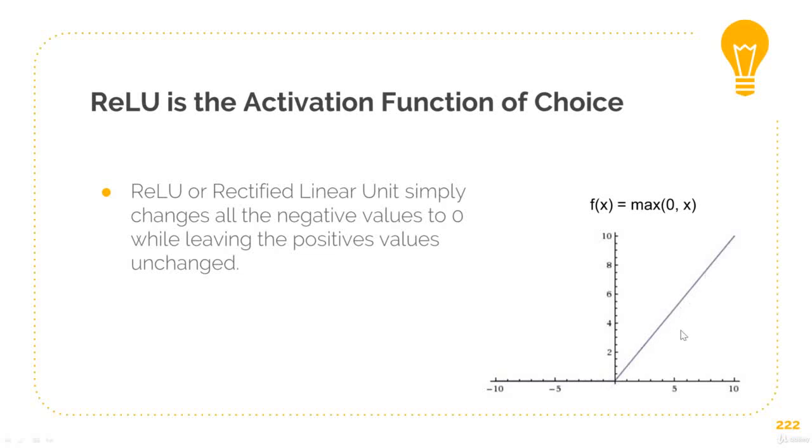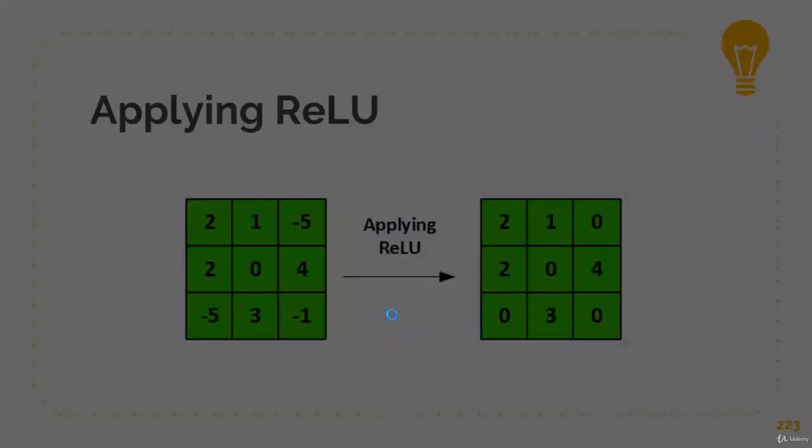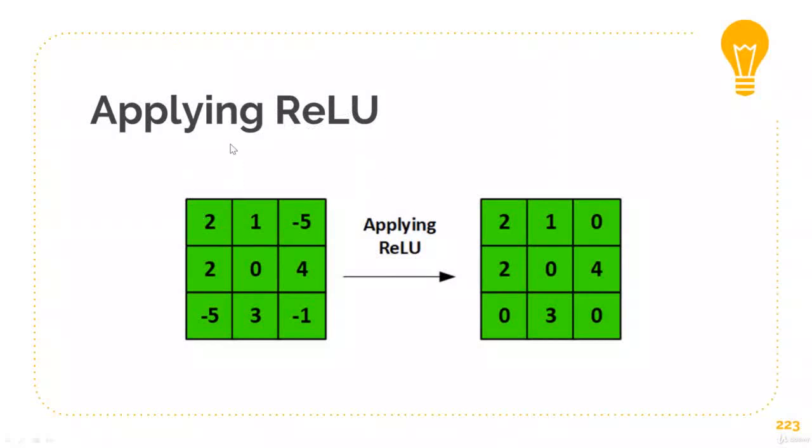And positive values are passed. So applying ReLU to this feature map here. Imagine we've come from an input image, let's imagine it's on the left here. We applied a kernel and we got this feature map out of it. We haven't applied ReLU just yet. So now applying ReLU, this -5 here, and -1 all become 0. So this is what ReLU does to our feature maps.